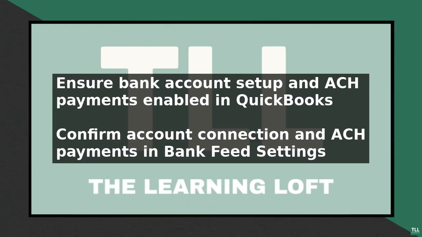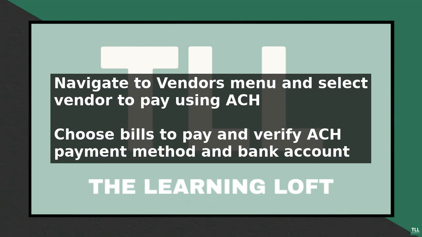Next, navigate to the Vendors menu and select the vendor you wish to pay. Click on the Pay Bills option and choose the bills you want to pay using ACH. Verify the payment method is set to ACH and the bank account is correct. Then, review the payment details to ensure accuracy, including the payment date, amount, and vendor information. You can also add a memo to the payment for your records.